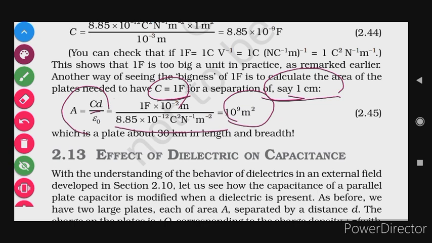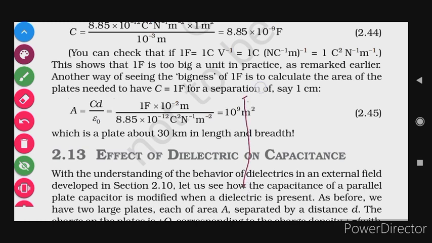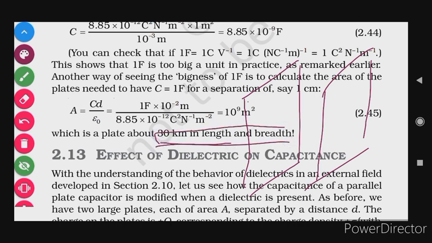So you can imagine, if we want 1 farad capacitance, we have to have plates of area 10 to the power 9 meter squared, which can be extended to 30 kilometers in length and breadth, and they are separated by only 1 centimeter. Then we'll get 1 farad. So you can imagine 1 farad is a very, very big unit. This is the reason we use smaller units of capacitance in practice, that is picofarad and microfarad.